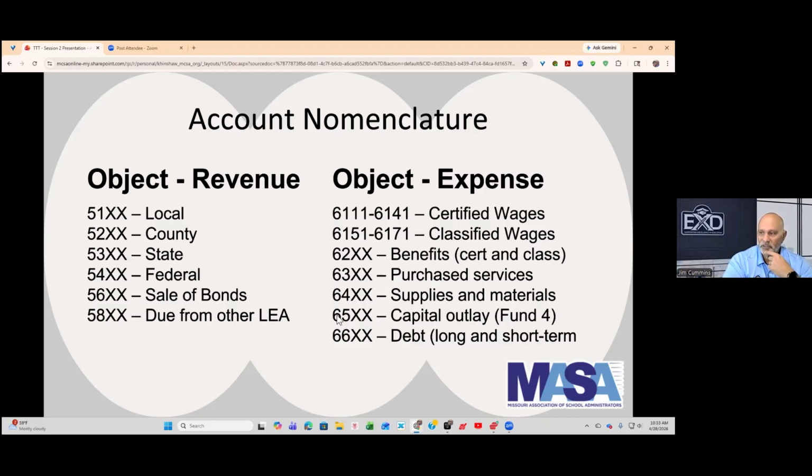Purchased services, supplies, anything we talked about when we were talking about capital projects. If it has a 6500 object code, then it has to be in Fund 4. If you ever see an 001 something 6500 object code, it's in the wrong place. And then 6600 is how you account for debt.